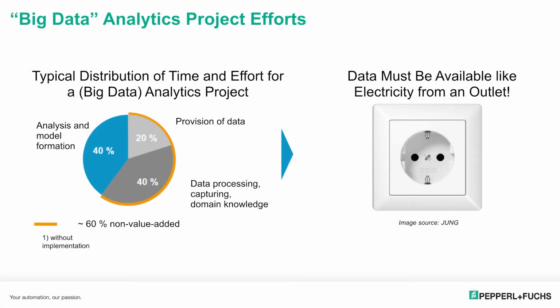One example to show that dilemma is the effort that is needed in big data analytics projects. What you see here is a typical distribution of time and effort for a big data analytics project. About 40% of the effort is taken to do data processing, to capture the data, to get the right domain knowledge. Another 20% is needed to provision the data itself, and 40% is used to analyze the data and create the right models to interpret the data. That shows that about 60% of the effort doesn't add any value to the analytics of the data.